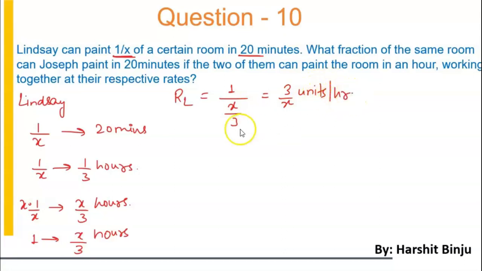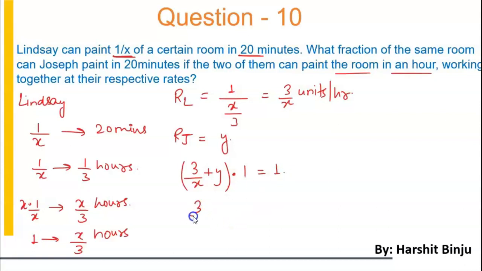Now let's consider the rate at which Joseph is working to be some value y. So 3 by x plus y, multiplied by, since the two of them can paint the room in an hour, multiplied by 1 hour, is equal to total work, which is equal to 1. So 3 by x plus y is equal to 1, which means y is equal to 1 minus 3 over x. Or in short, we can say that the rate at which Joseph can work is 1 minus 3 divided by x.